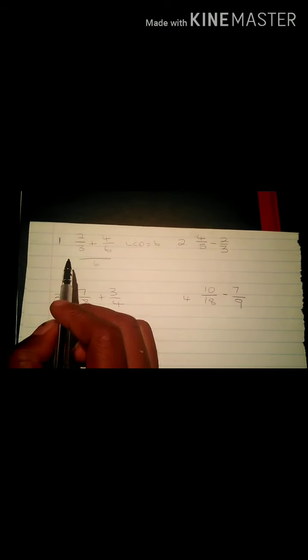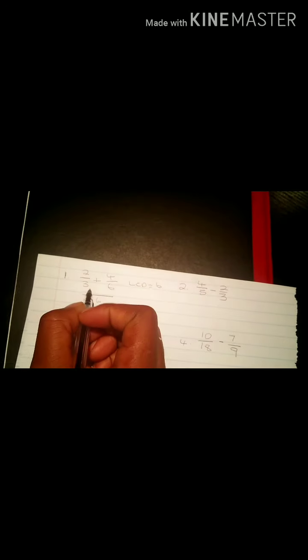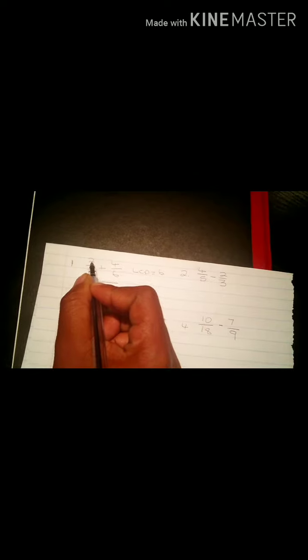Now, when you have that 6, so you divide. 3 divided by 6 is what? It's 2. 2 times 2 is 4. You multiply with your numerator. And then you have 6 into 6 is 1. 1 times your numerator, which is 4, is what? 4. Therefore, your answer is what? 4 plus 4, which is 8 over 6. Are we okay?